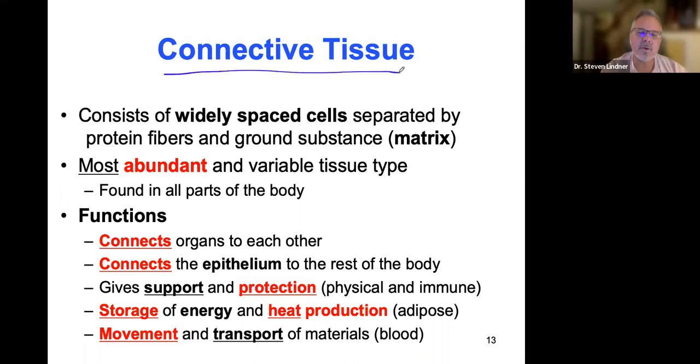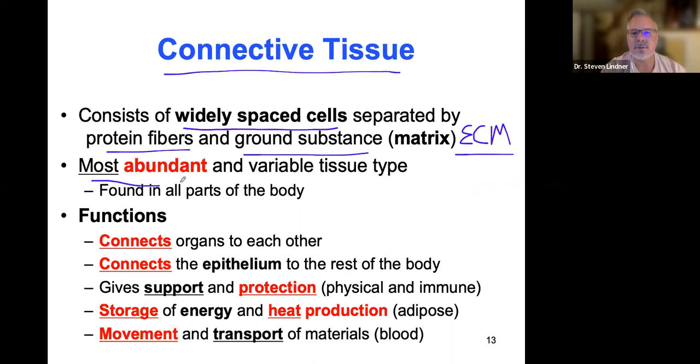If we think back to epithelial, that is when we had cells that were closely packed together with very little extracellular matrix, which is in contrast to connective tissue. Connective tissue is when we have widely spaced cells that are separated by protein fibers and ground substance. When we combine the ground substance with the protein fibers, we refer to that as extracellular matrix, ECM, and it's a very, very important part of connective tissue.